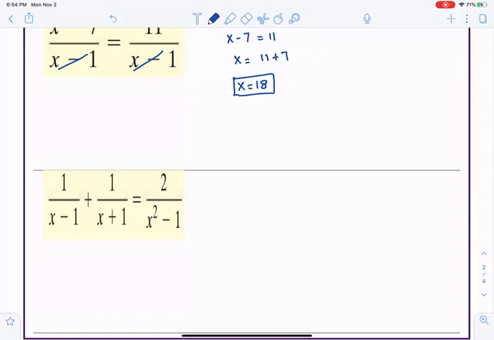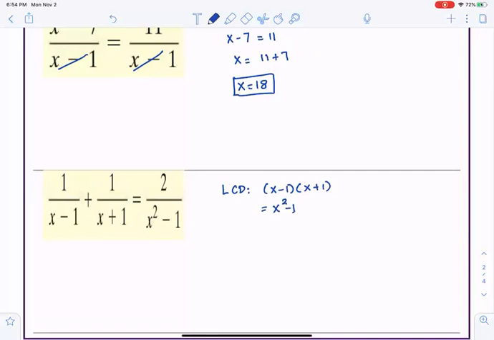So we need to find the LCD on the left-hand side. The LCD of x minus 1 and x plus 1 is simply the product of x minus 1 and x plus 1. And we all know what that would equal to. That is simply x squared minus 1.